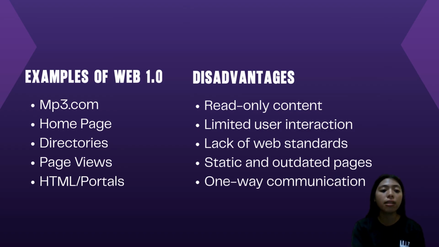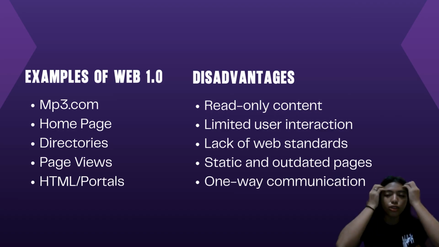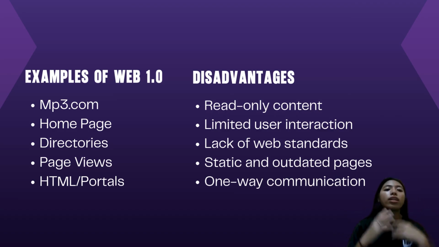Next is limited user interaction. So there were no features like forums, chat systems, or social media platforms. Users had no way to interact with the content or with each other. So communication was strictly one-directional, from the creator to the audience. So user interaction was really limited.